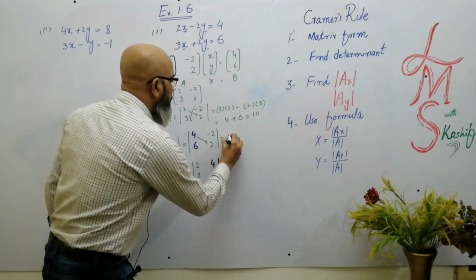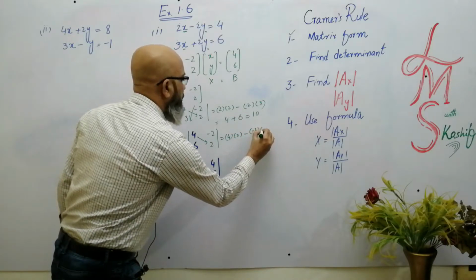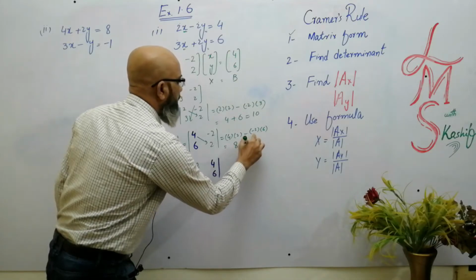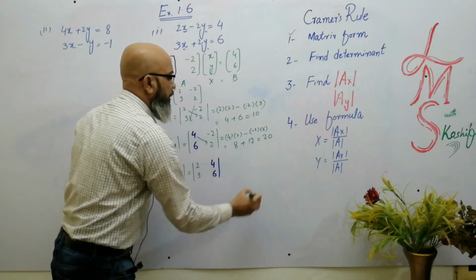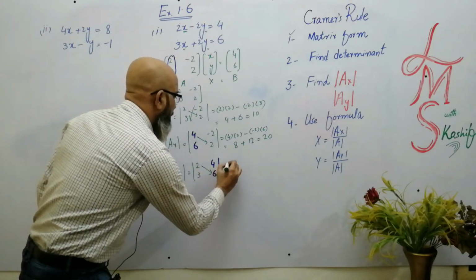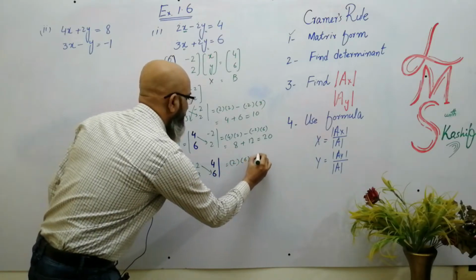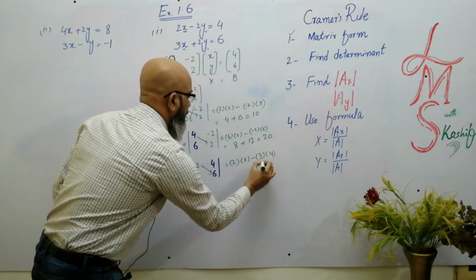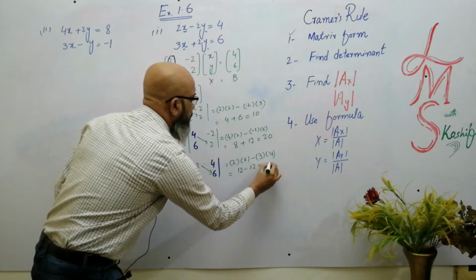We use the same method: 4 into 2 minus 2 into 6. 4 2s are 8, minus minus plus 6 2s are 12, that is equal to 20. Similarly, 2 into 6 minus 3 into 4, 12 minus 12, that is equal to 0.